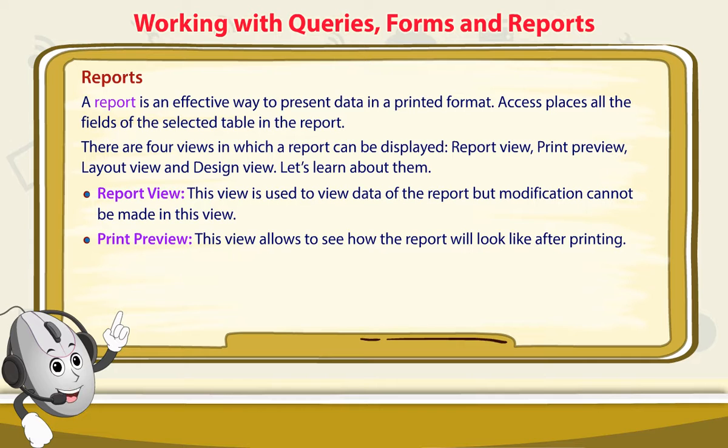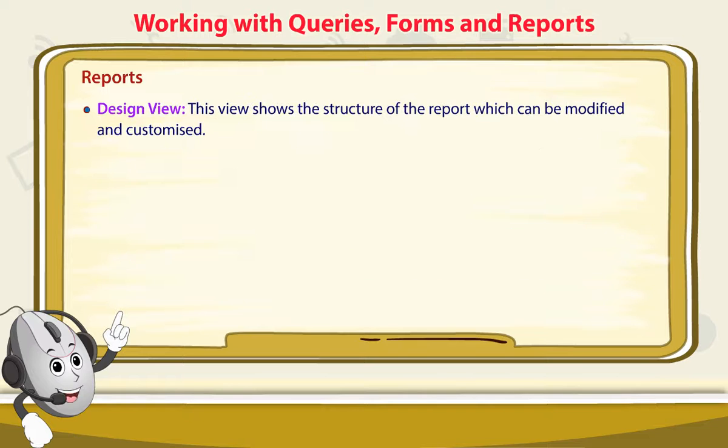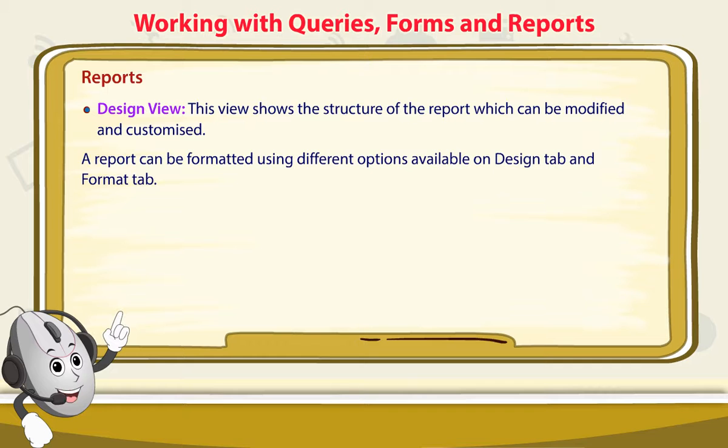Print Preview. This view allows you to see how the report will look after printing. Layout view. This view can be used to edit the design of a report. It actually shows how the report will appear to the user. Design view. This view shows the structure of the report, which can be modified and customized. A report can be formatted using different options available on the Design tab and Format tab.